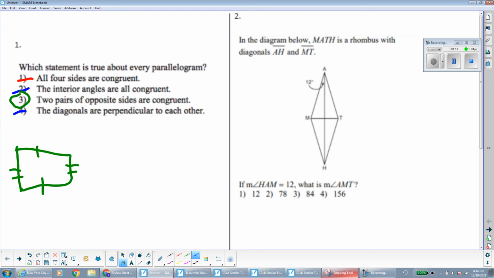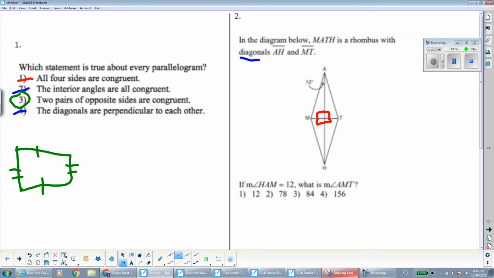In question number 2, we're told that we have a quadrilateral MATH, and it's a rhombus, and it has diagonals AH and MT. Since this rhombus has diagonals drawn into it, it's probably going to be helpful to think about some properties of the diagonals of rhombuses. One property is that the diagonals are perpendicular to each other. What that means is when they intersect, they form 90-degree right angles at each of those intersection points. So they form 4 90-degree right angles right there where they meet.